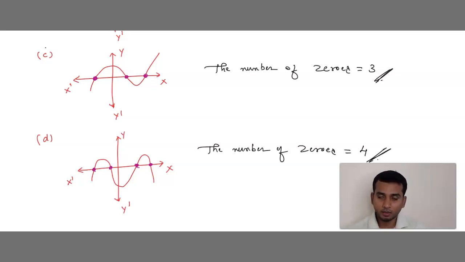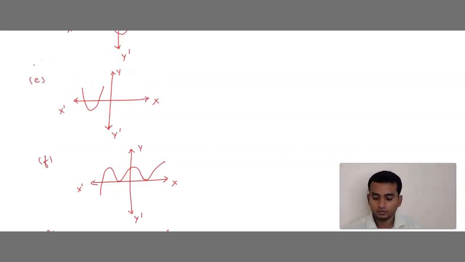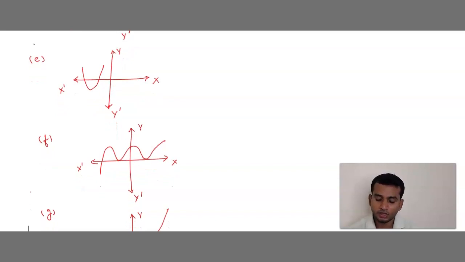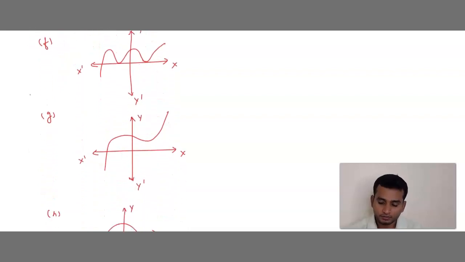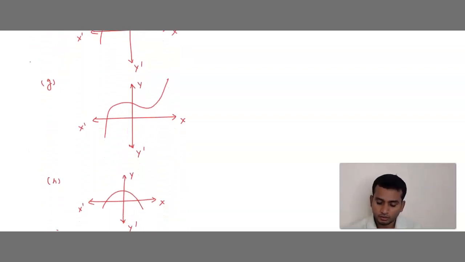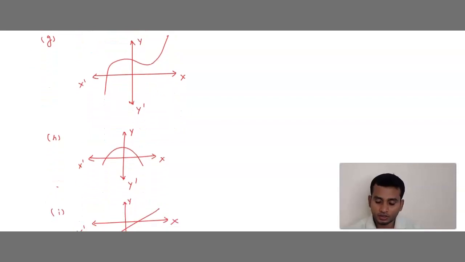Now you can try some more problems like this yourselves, and let me know how many zeros we have. Children, can you try these sums? Can you see option E, how many zeros we have? We can just draw this graph and write how many zeros we have here. You can just copy down these questions.